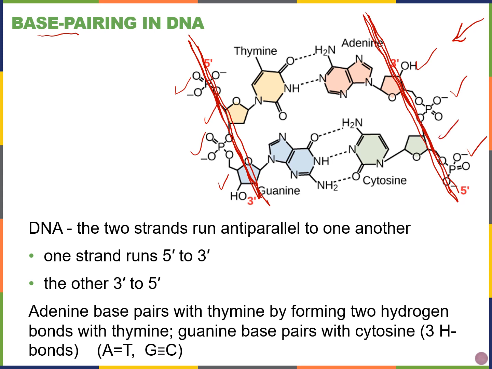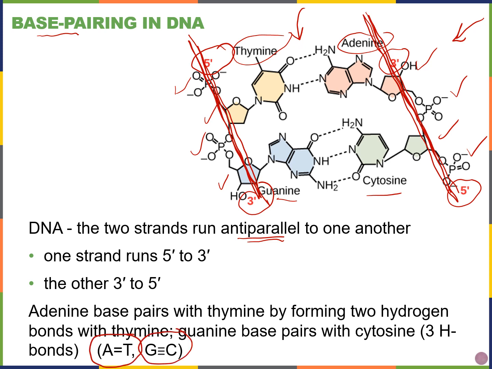And here are my bases: thymine, adenine, guanine, cytosine, and I can see that the base pairing is through the formation of hydrogen bonds. Here our labels are found, 5' to 3', 3' to 5', so I can see that they're running anti-parallel to each other for the two strands. And if I look carefully at what bases pair with each other, A always pairs with T, and G always pairs with C. Or you could say it the other way. You could say T pairs with A, and C pairs with G.